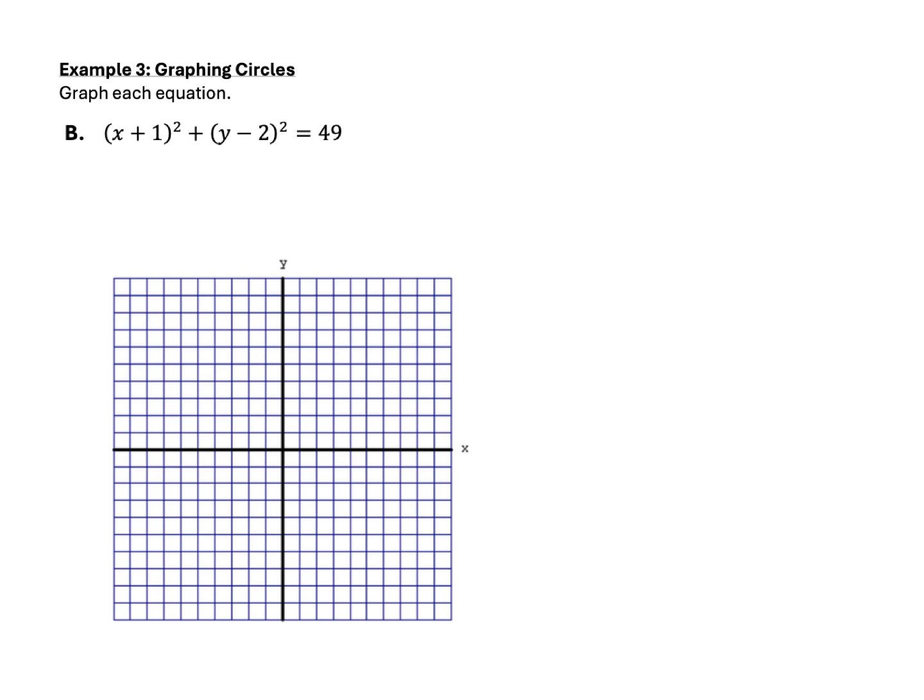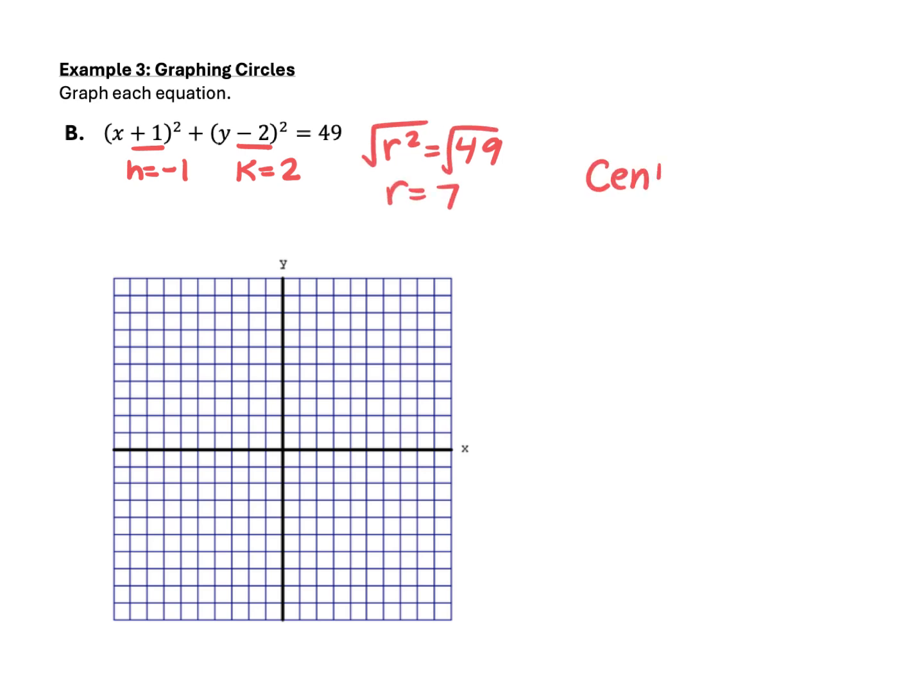Here's one more example of graphing a circle for us to do together. Notice that there's a +1 here, meaning h is going to be the opposite, -1. And there's a y minus 2, meaning k will be +2. Then the r squared is equal to 49. And when we square root that, we get r equals 7.